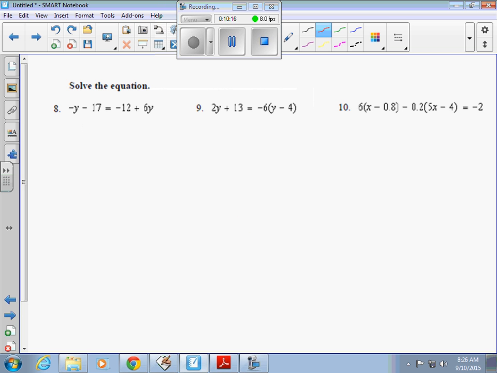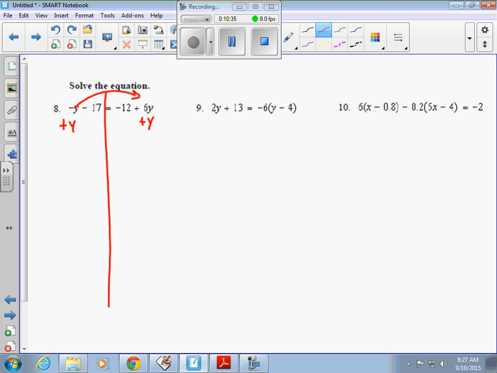Number 8 says solve the equation. Negative y minus 17 equals negative 12 plus 6y. Typically, we'll bring our smaller variable over to our larger variable side. When we're doing inequalities, we usually don't do that. We'll leave them on the right. But that says negative y, which means negative 1y. We add a y to both sides.